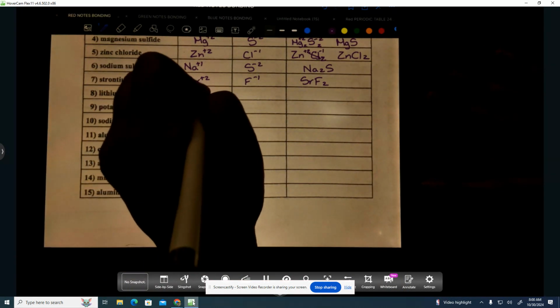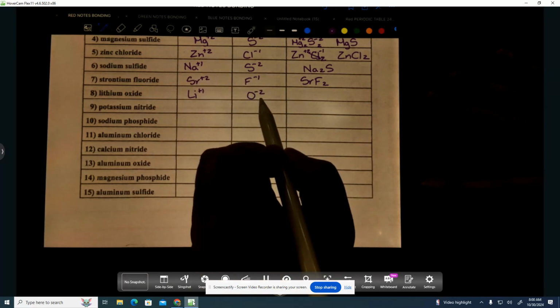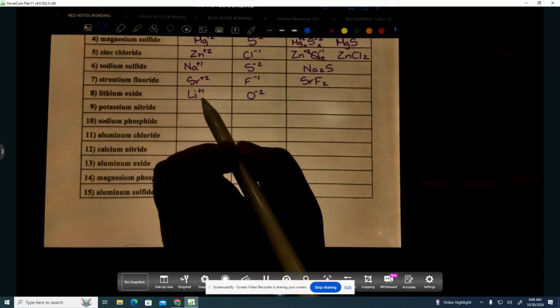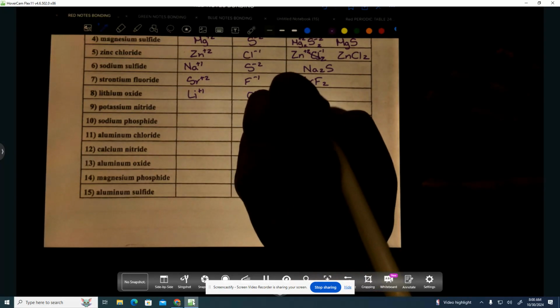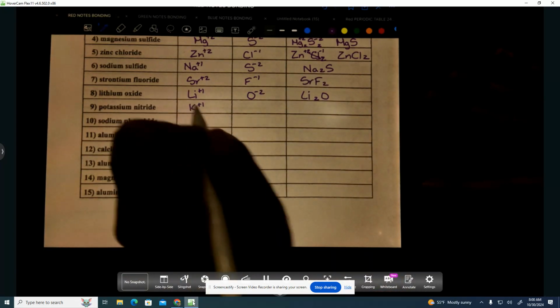Lithium is a +1. Oxygen is a -2. So the 1 is the oxygen subscript. The 2 is the lithium subscript. Li2O.